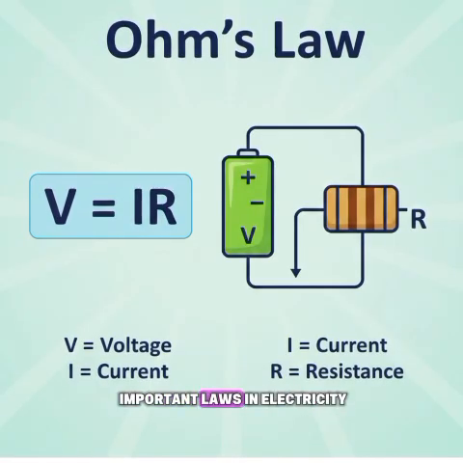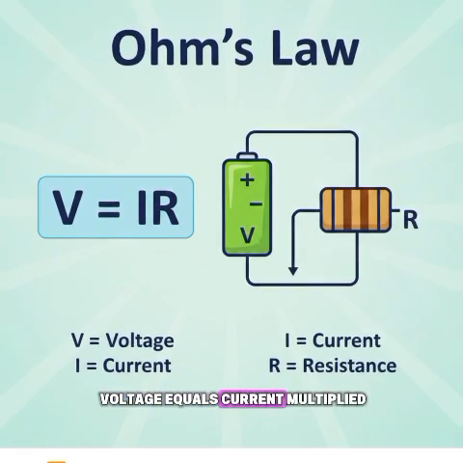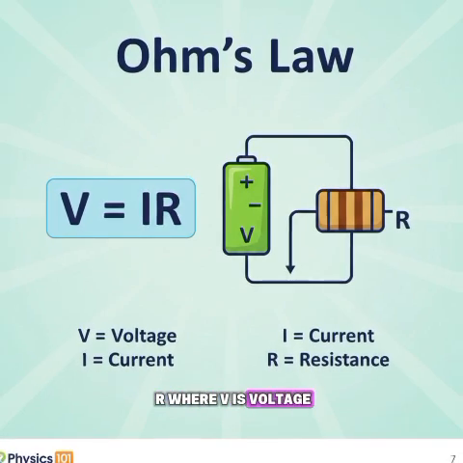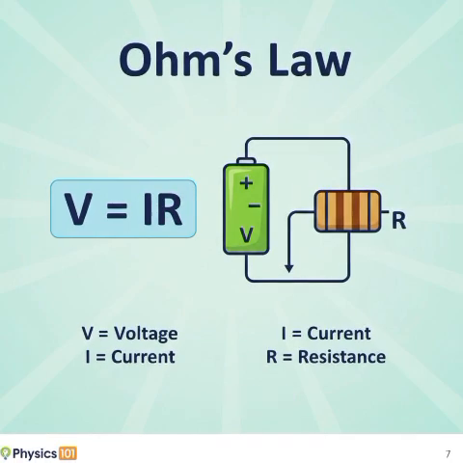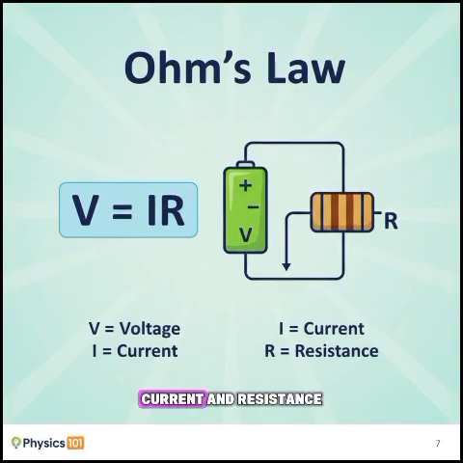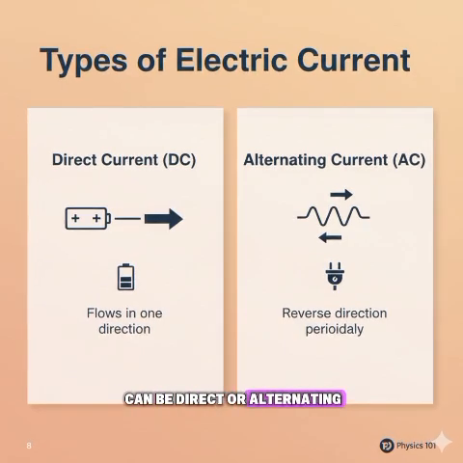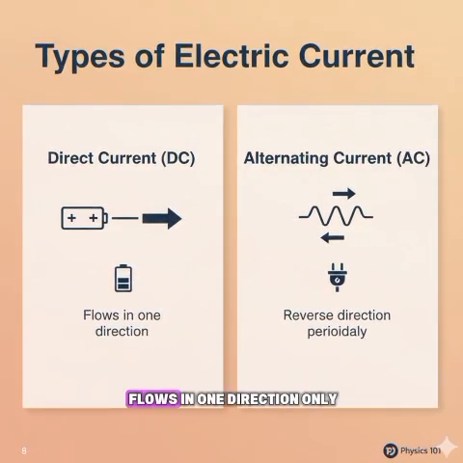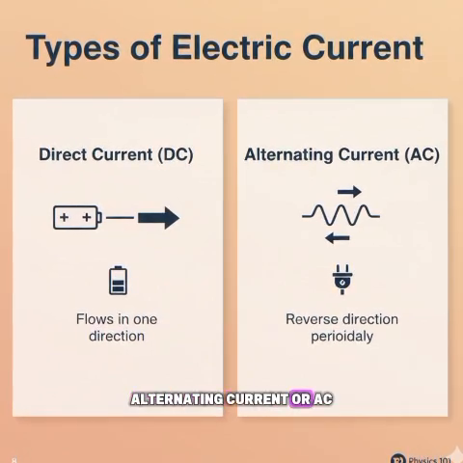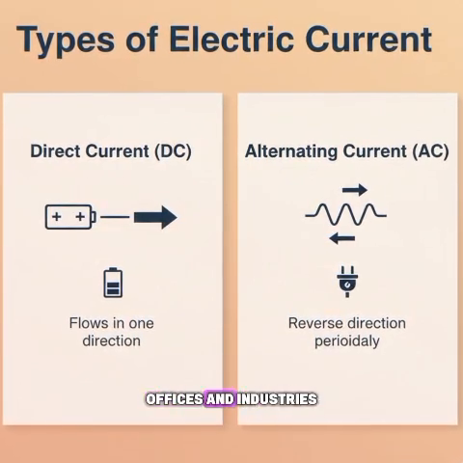One of the most important laws in electricity is Ohm's law. According to Ohm's law, voltage equals current multiplied by resistance, or V equals IR, where V is voltage, I is current, and R is resistance. This law is very useful because it helps us understand the relationship between voltage, current, and resistance in any part of a circuit. Electric current can be direct or alternating. Direct current, or DC, flows in one direction only, like in batteries or solar cells. Alternating current, or AC, changes direction rapidly and is used in homes, offices, and industries.